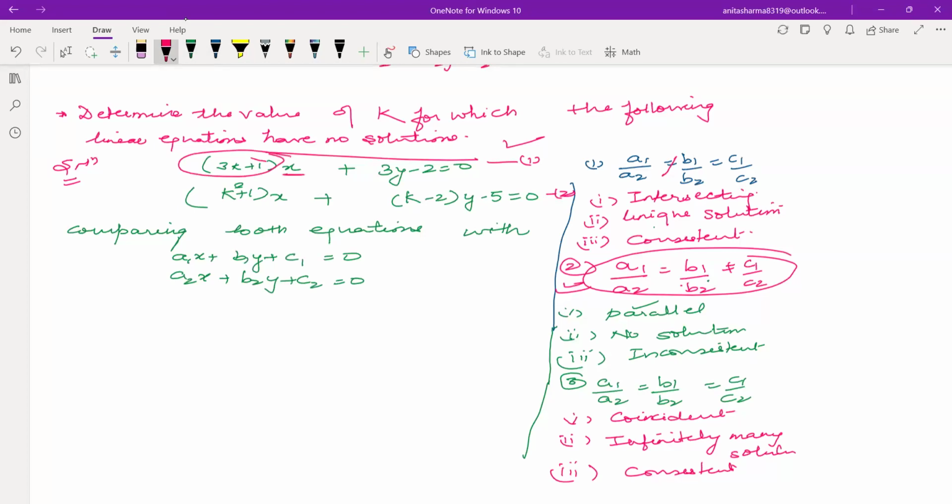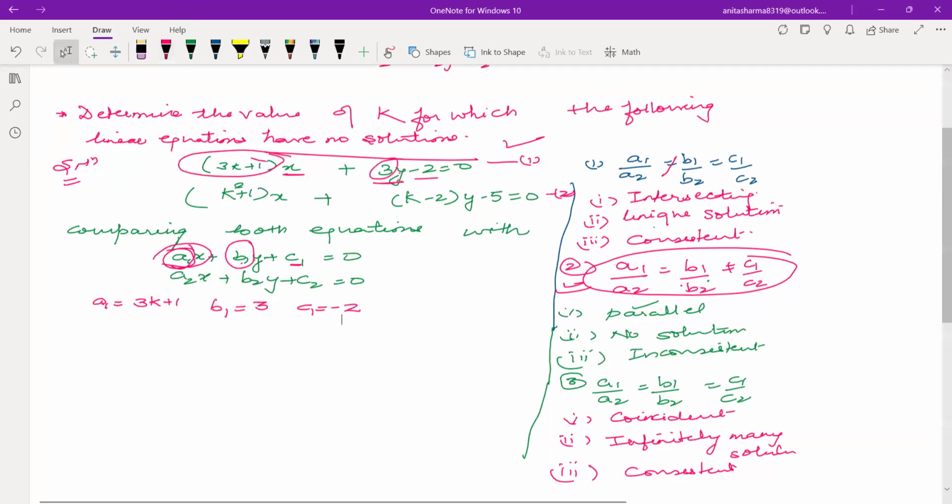Speak, children. 3k plus 1. And here the coefficient of x is A1. So therefore the value of A1 will be 3k plus 1. Now come to the second term. Coefficient of y here is 3, and the coefficient of y is B1. So the value of B1 will be 3. Now C1, the constant term. So here it is minus 2. So the value of C1 will be minus 2.